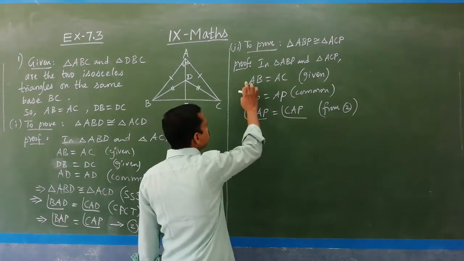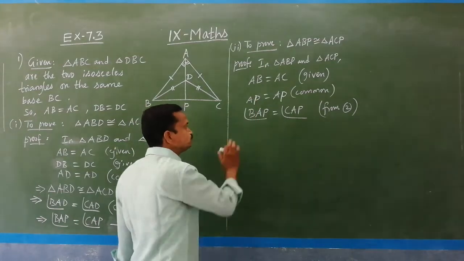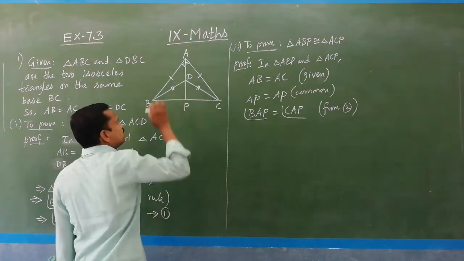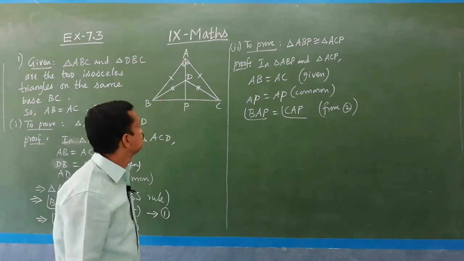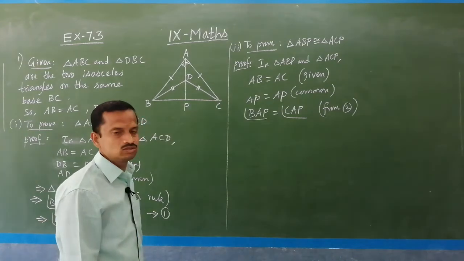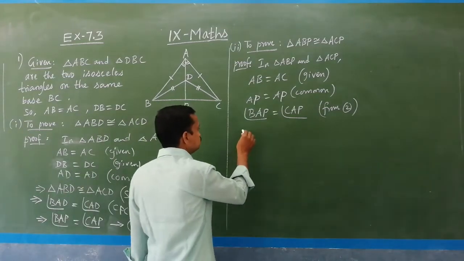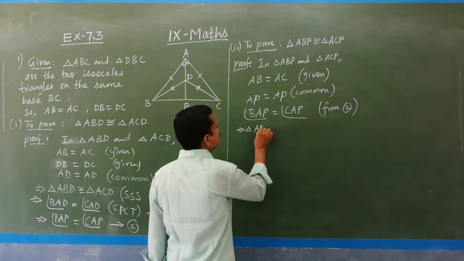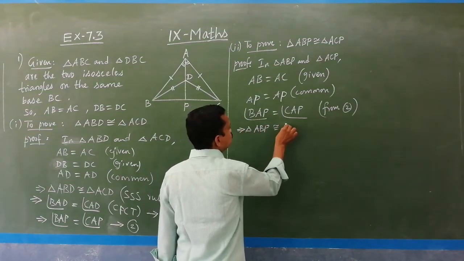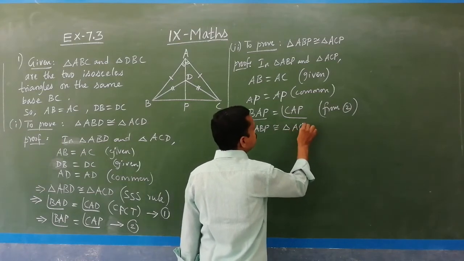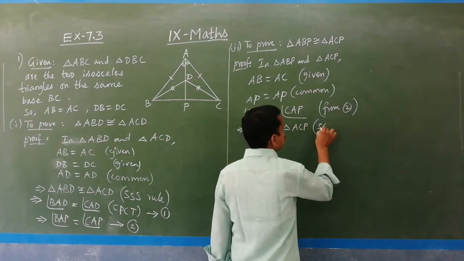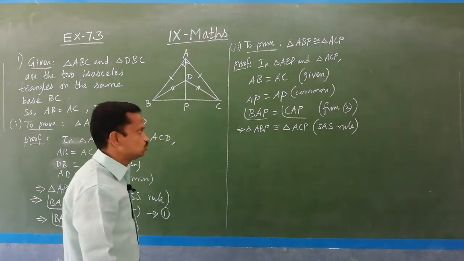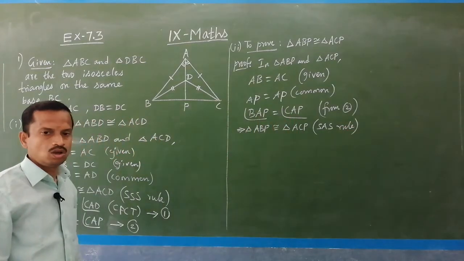So, from this equation we have BAP equal to CAP. So, 2 pairs of sides and 1 pair of angles. You see these 2 sides and this angle, that is nothing but the included angle. So, you can apply the SAS rule. So, triangle ABP is congruent to triangle ACP by the SAS rule. Clear? By applying this rule, we can say these two triangles are congruent.